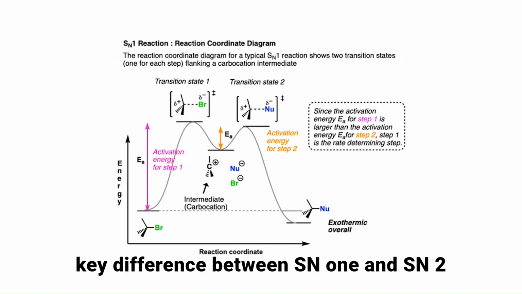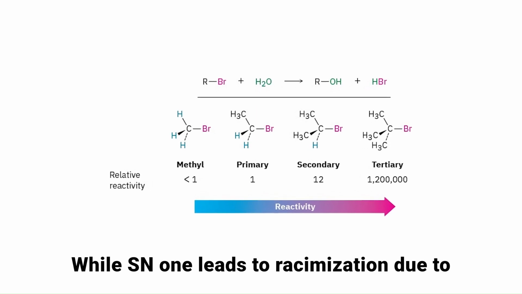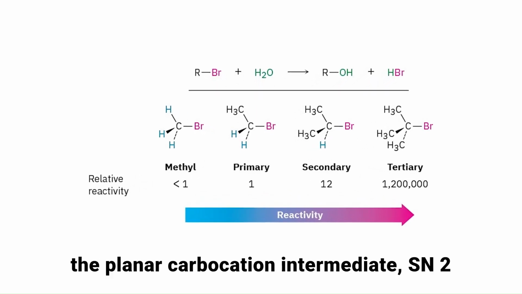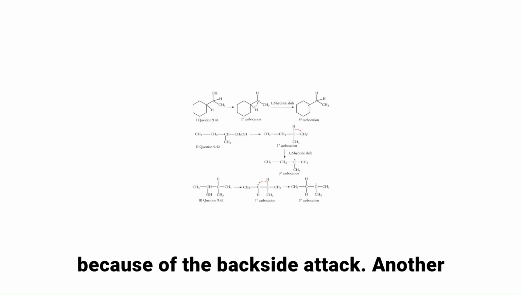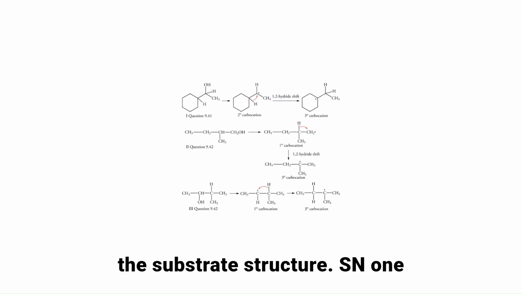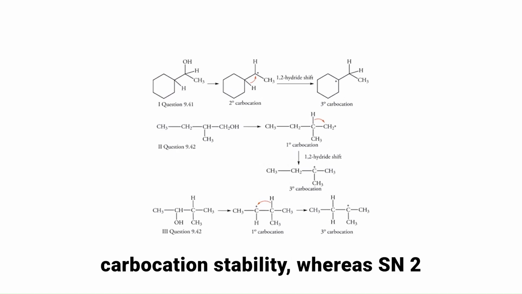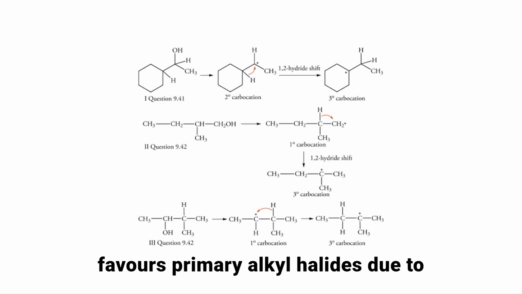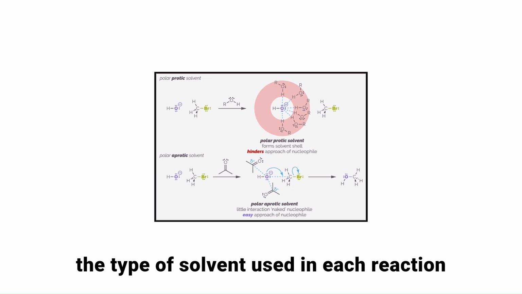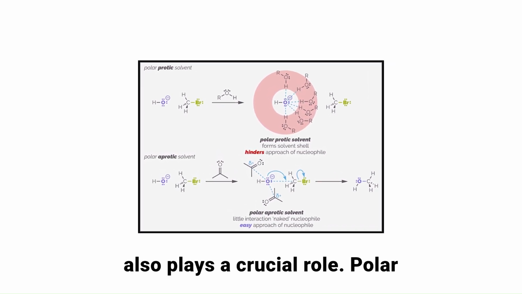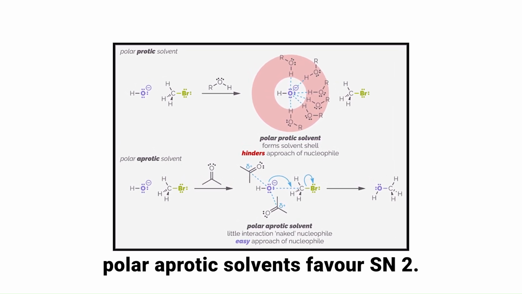A key difference between SN1 and SN2 reactions lies in their stereochemistry. While SN1 leads to racemization due to the planar carbocation intermediate, SN2 results in an inversion of configuration because of the backside attack. Another major difference is their dependency on the substrate structure. SN1 favors tertiary alkyl halides due to carbocation stability, whereas SN2 favors primary alkyl halides due to minimal steric hindrance. Furthermore, the type of solvent used in each reaction also plays a crucial role. Polar protic solvents favor SN1, while polar aprotic solvents favor SN2.